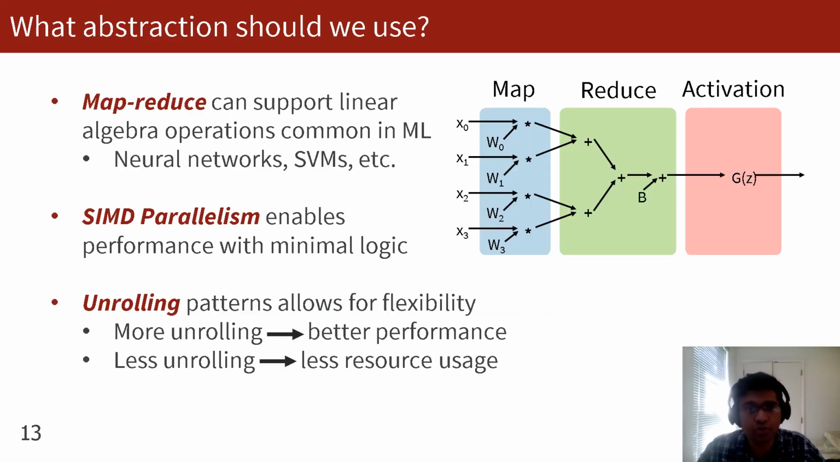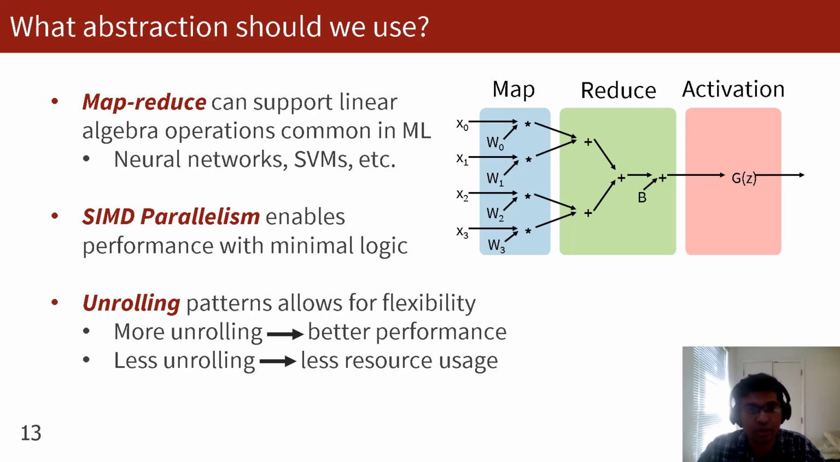If we want to introduce hardware into this pipeline, we need to discuss what abstraction is appropriate. In Taurus, we use the MapReduce patterns. MapReduce is a commonly used abstraction for ML. It supports common linear algebra operations found in a variety of ML algorithms, such as neural networks, support vector machines, and k-means. In addition, it's a SIMD pattern, so it allows for a lot of parallelism with very minimal logic. It also allows us to perform unrolling.